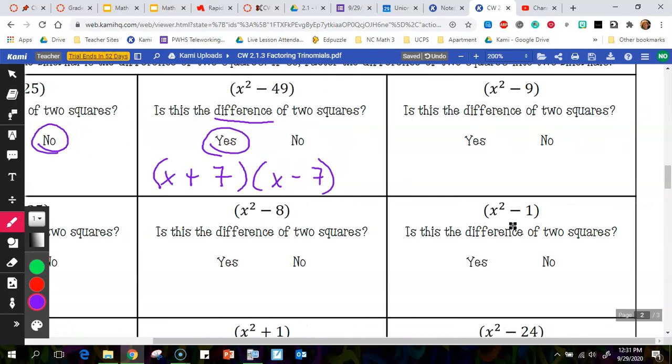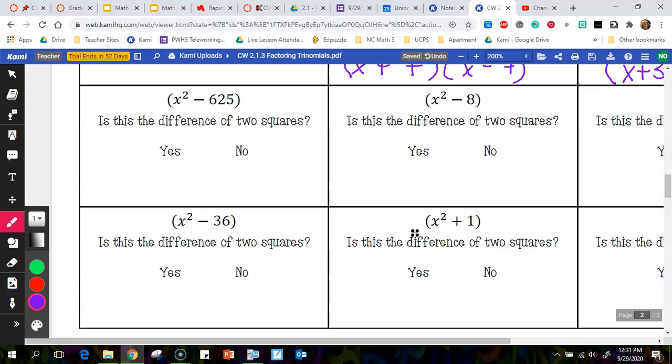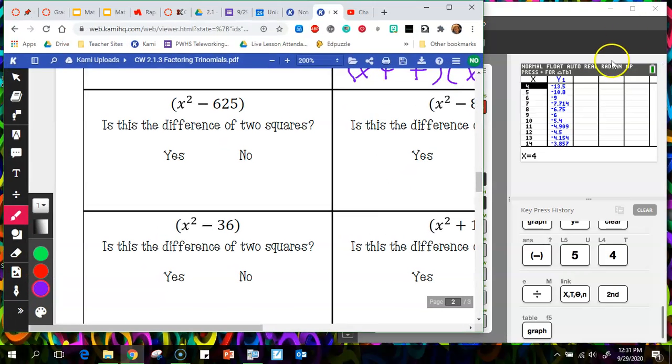All right, the next one, x squared minus 9. Is this a difference of two squares? The answer would be yes, because 9 is what we call a perfect square. x plus 3, x minus 3. Okay, I might leave a couple of these for you. Okay, 625. Well, I don't know if that's a square, because I do have a difference. If I don't know if that is a perfect square, what I can do is go over to my calculator.